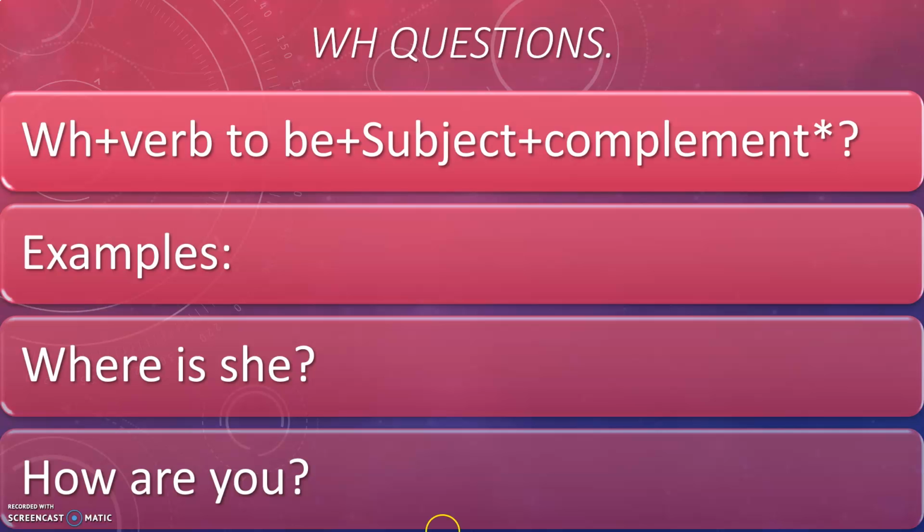So remember, in the case of double H questions, we have double H at the beginning. Then we have the verb to be, the subject or the pronoun, and at the end we have the complement. Now, guys, something important.